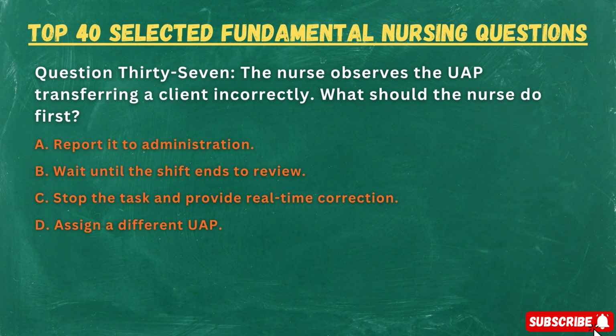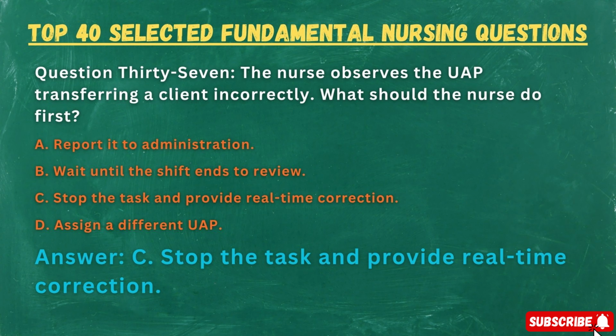Question 37. The nurse observes the UAP transferring a client incorrectly. What should the nurse do first? A. Report it to administration. B. Wait until the shift ends to review. C. Stop the task and provide real-time correction. D. Assign a different UAP. Answer: C. Stop the task and provide real-time correction.